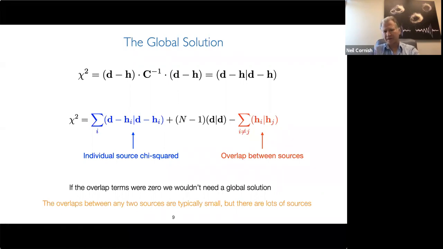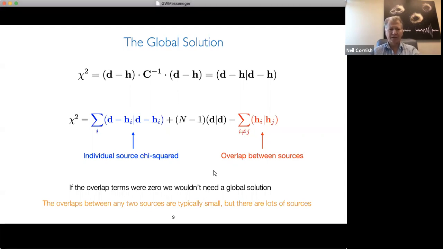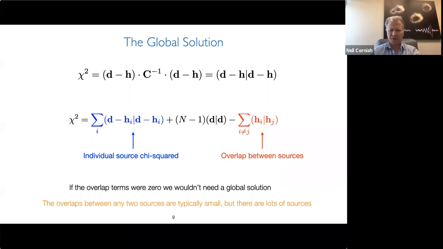When you actually look at the size of the overlap between, say, a galactic binary and a black hole, it's actually quite small. But the problem is there are millions of overlaps, or at least thousands of overlaps amongst the resolvable sources. So the individual overlaps are fairly small, but there's a lot of them. So when they combine, they're actually quite a significant problem. So we have to do this analysis in a global way that incorporates all the correlations. And that really sounds daunting.